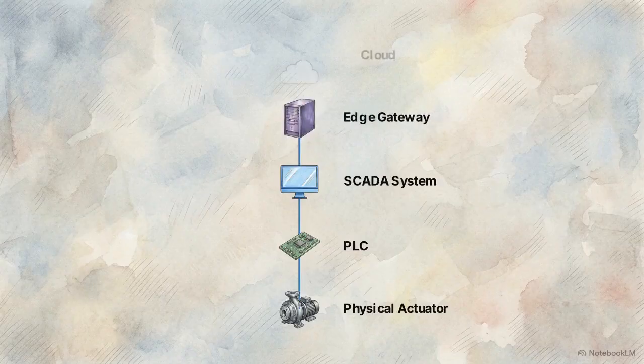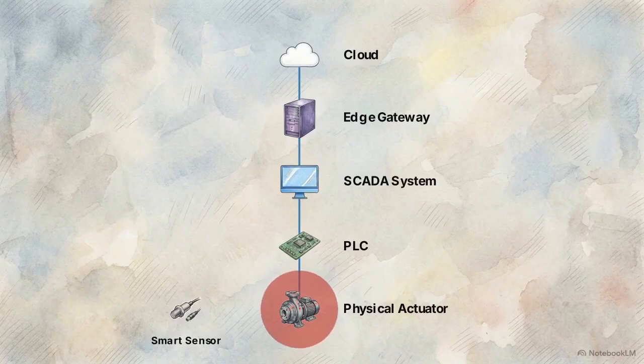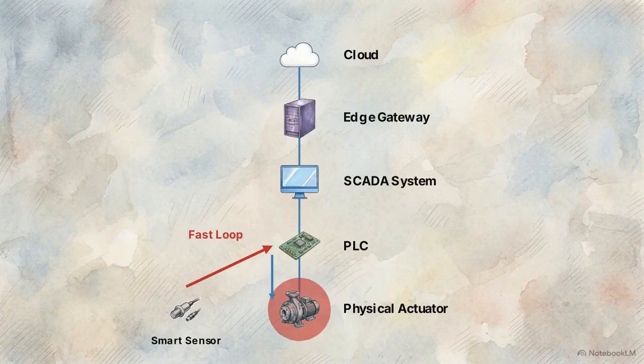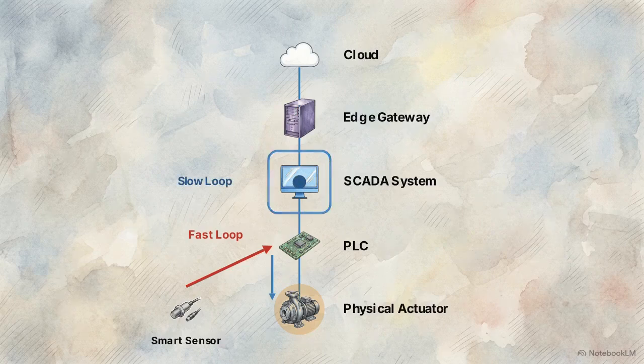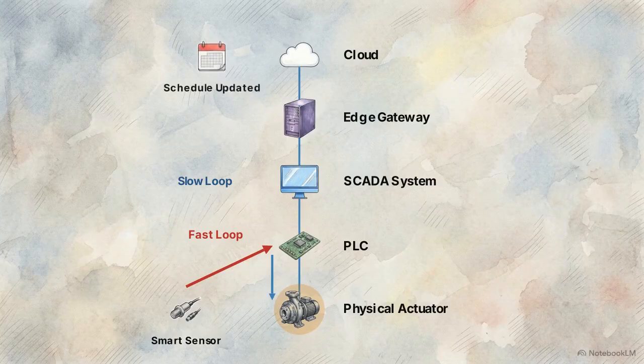This is the complete cyber-physical stack in operation, moving from the physical actuator, through the PLC, into the SCADA system, out to the edge gateway, and up to the cloud. Observe the system's reaction during a simulated disturbance, such as a severe thermal spike inside a high-power motor. The smart sensor detects the anomaly. Instantly, the PLC executes its deterministic fast loop, automatically limiting the inverter to maintain physical safety. Simultaneously, the slow loop activates. The SCADA system logs the thermal event, and the edge AI ingests the data to update the enterprise maintenance schedule.